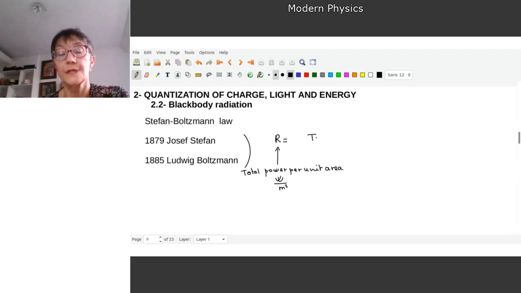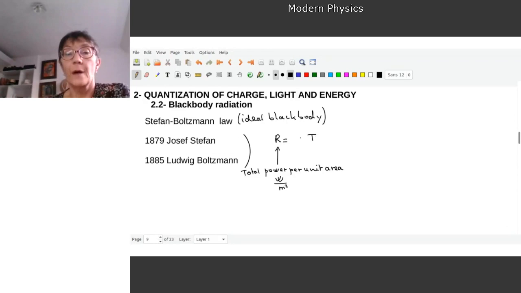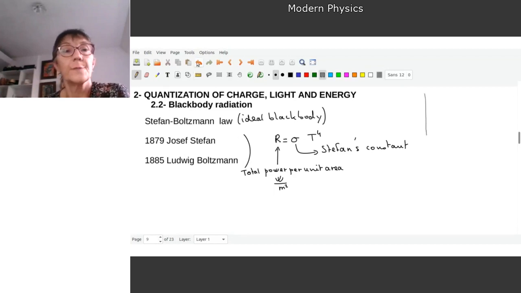So you have something at a given temperature T, and it is for an ideal Blackbody. So this is a Blackbody, really, and he found that he had a relationship between these two quantities, and R is proportional to T to the power 4. So this is a very strong dependency on temperature, and there is a constant here, and this is called the Stefan constant.